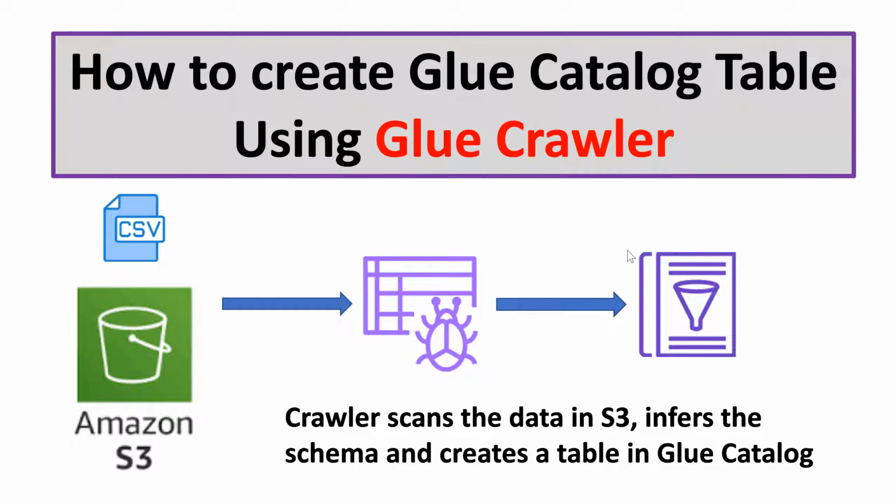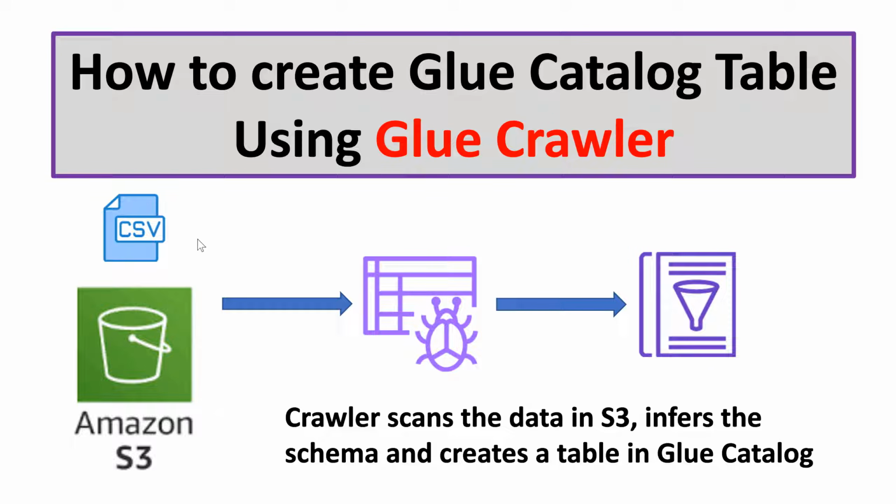The tables that are created in Glue Catalog can then be queried using Athena, Redshift, or EMR. So that's the use of Glue Crawler. It's very useful in automatically scanning through the S3 files and discovering the schema of those files and exploring the files which are present in S3 without actually moving those files into a database. With that said, let's see how to create a Glue Catalog table using Crawler.